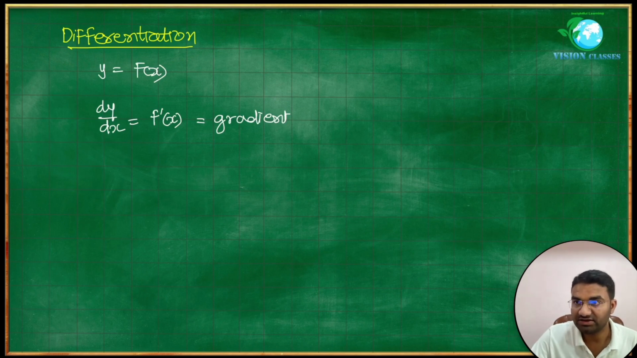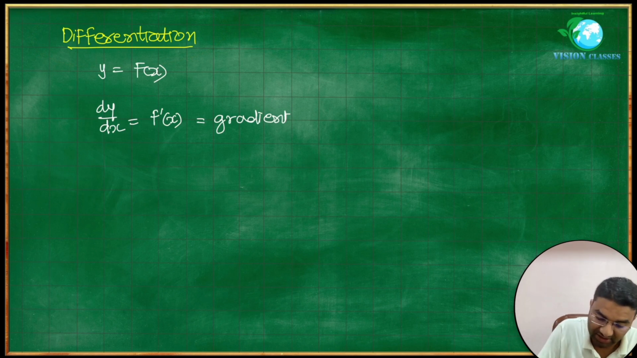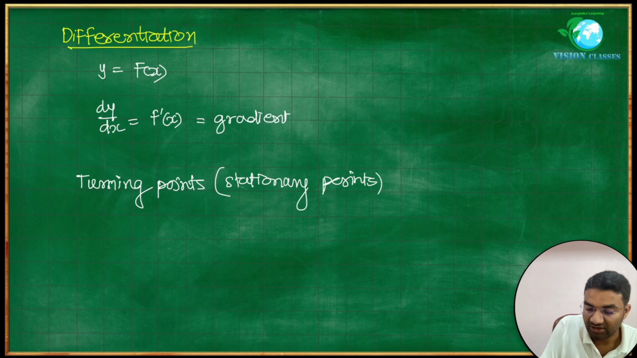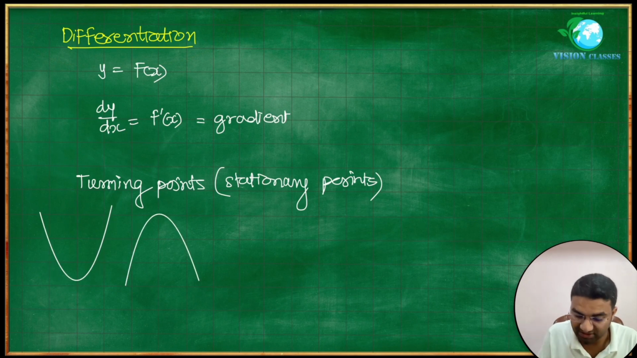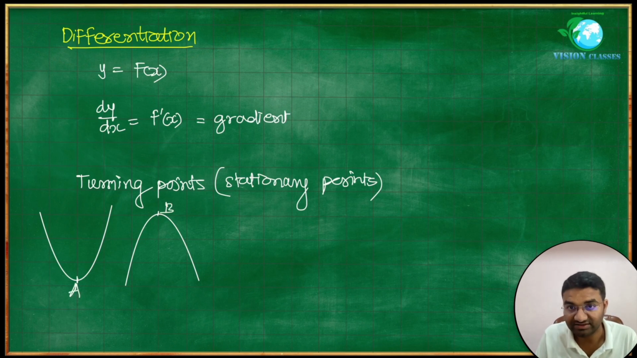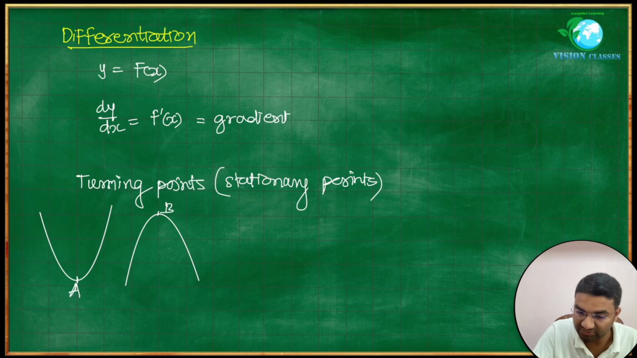To calculate the stationary points, we have to equate dy by dx to 0. Now what is a stationary point? We also call them turning points. Suppose we have a quadratic equation, we get a curve that is either an upside-down U-shaped curve or a U-shaped curve. These 2 points, let's say A and B, are called turning points. How can we calculate them? We can calculate them by equating dy by dx to 0.